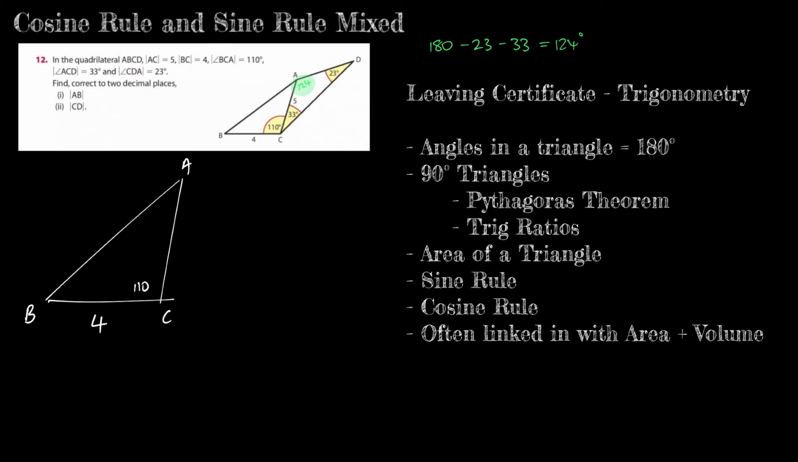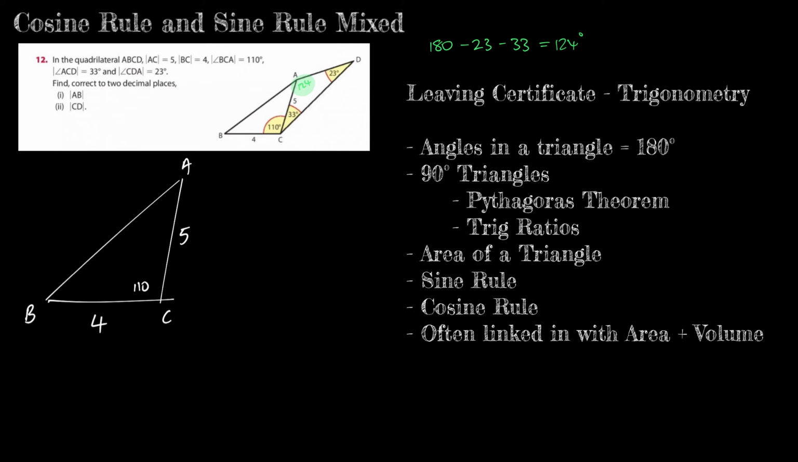Let's see. Oh, there's a 5 there. So we put the 5 in, and we actually can use the sine rule? Well, actually, we can't. If we're using the sine rule, we'd have to use an angle and its opposite side, and we don't have an angle here, and we don't have an angle here, so we can't use the sine rule.